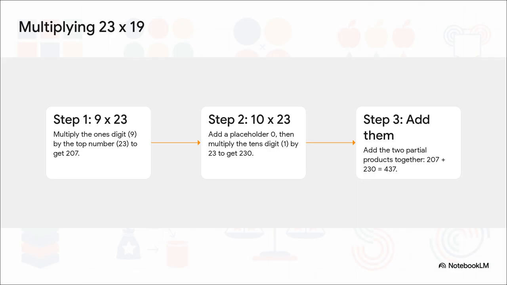Now for the next digit, the 1. And listen, this part is absolutely crucial. That 1 isn't really a 1, it's in the tens place, so it's a 10. That's why we put a 0 down as a placeholder. Then we multiply that 1 by 23, which gives us 230. Last step, just add those two results together. 207 plus 230 gives us our final product, 437.